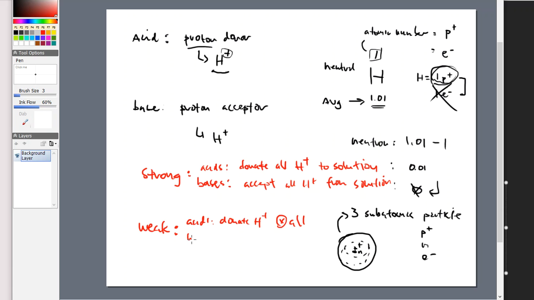Well, weak bases are kind of the same thing. They do accept the protons. That is great for them, but they don't really take everything up. They do take them up because that's their definition, but not every single thing. That's the way that I want you to kind of envision the field of acid and base as of right now.